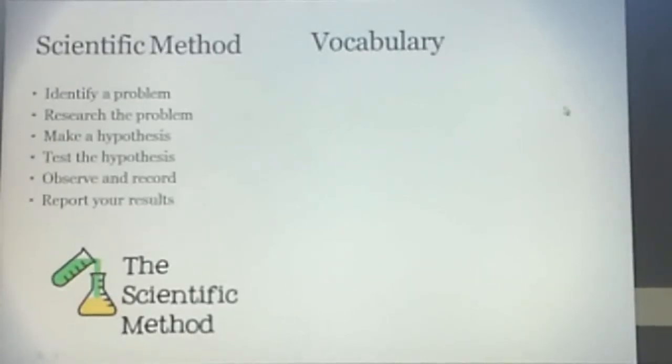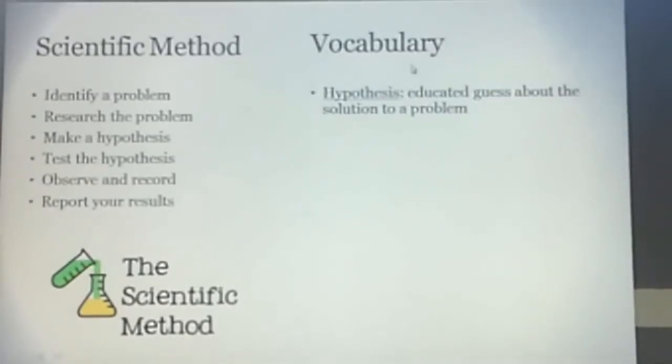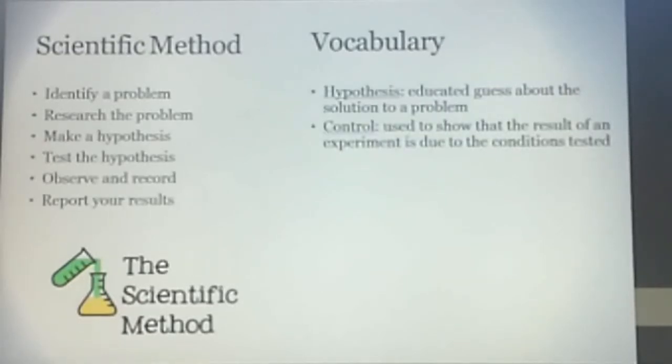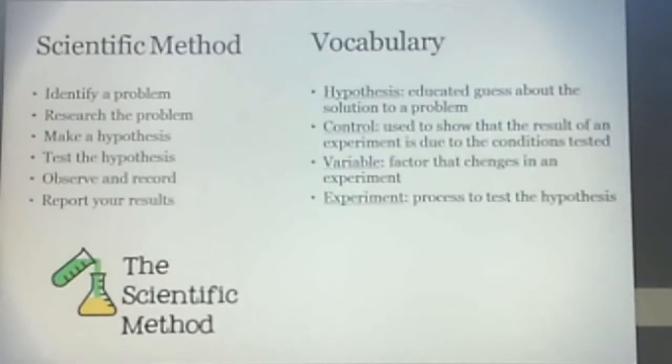The vocabulary you need to know for this unit is: hypothesis, an educated guess about the solution to a problem. Control, used to show that the result of an experiment is due to the conditions being tested. Variable, factor that changes in an experiment. Experiment, process to test a hypothesis.